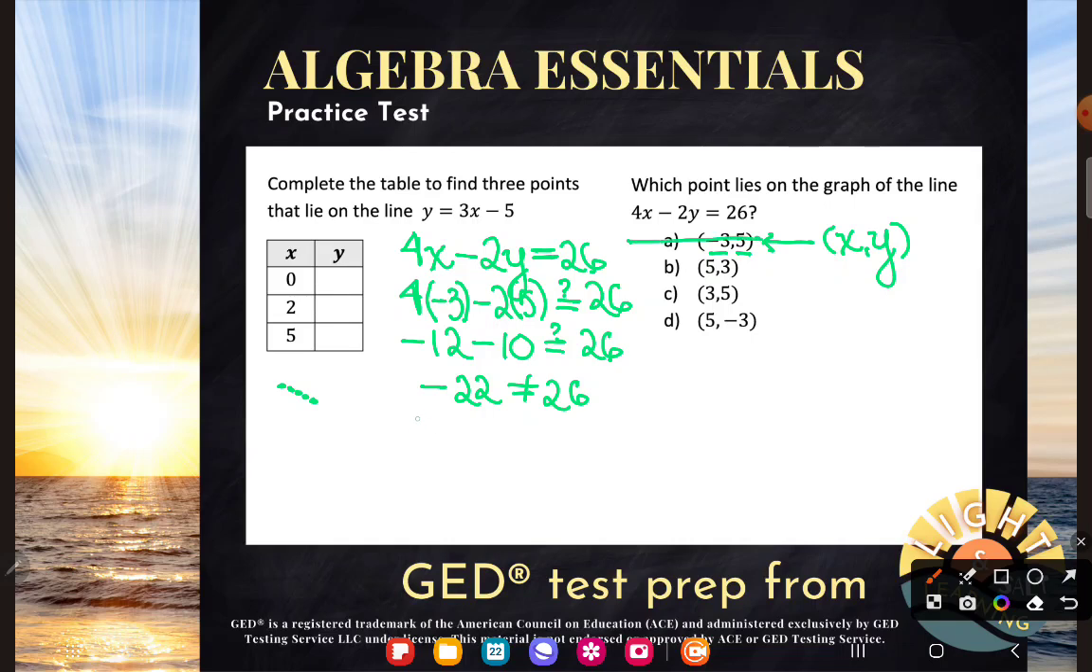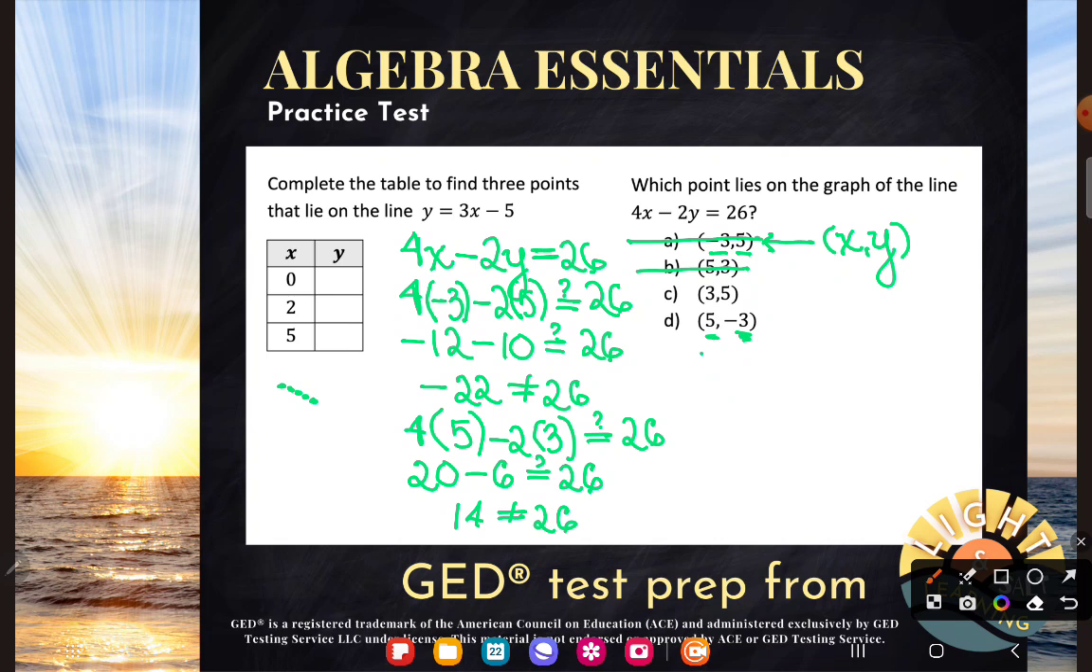Awesome. Let's test the next one. So 4 times the x value in the next one is 5. Minus 2 times the y value is 3. Let's see if that gives me 26. 4 times 5 is 20. Negative 2 times 3. I'm going to get minus 6. Yeah, it's not working out for me, guys. 20 minus 6 is 14. I like those numbers, though. I want a 20 and a 6. I just want them to add. Let's see. Okay. So instead of 5, 3, let's check D, 5, negative 3.